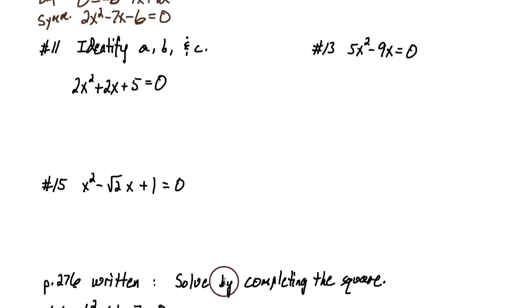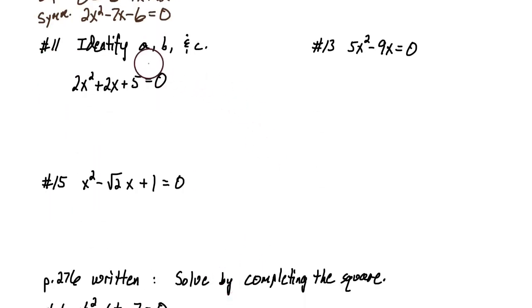Number 11, if they are in standard form, identify the values of a, b, and c. So a is 2, b is 2, and c is 5. For number 13, this is already in standard form. A is 5, b is -9, and there is no constant term in there, so c is 0.